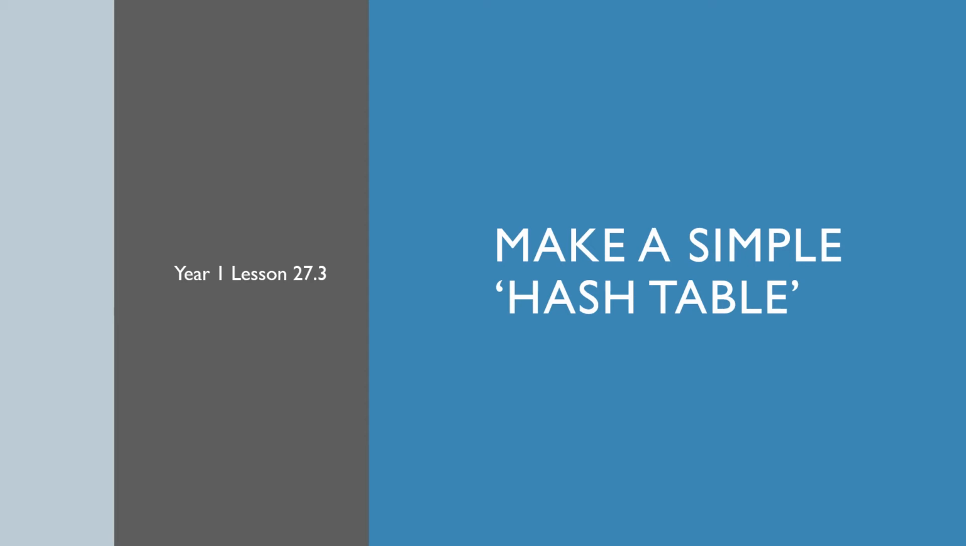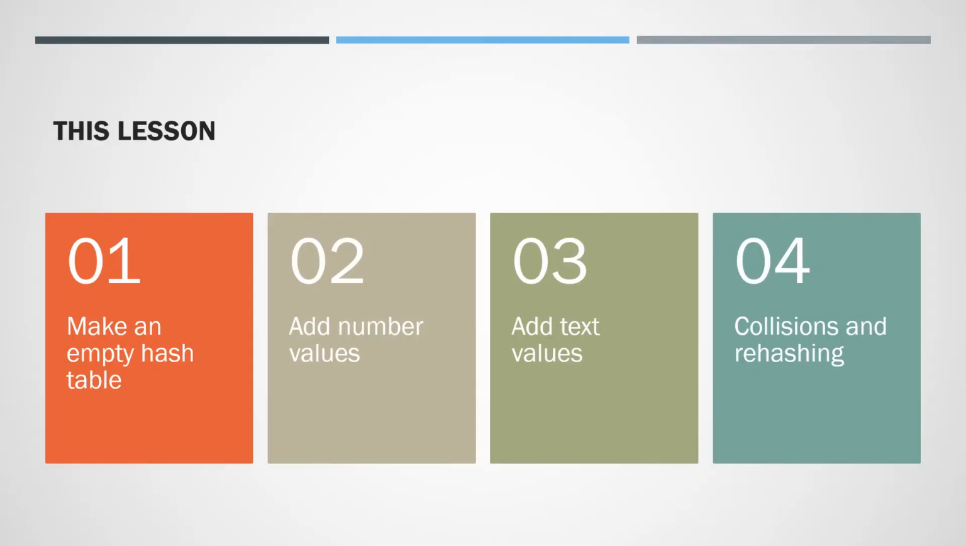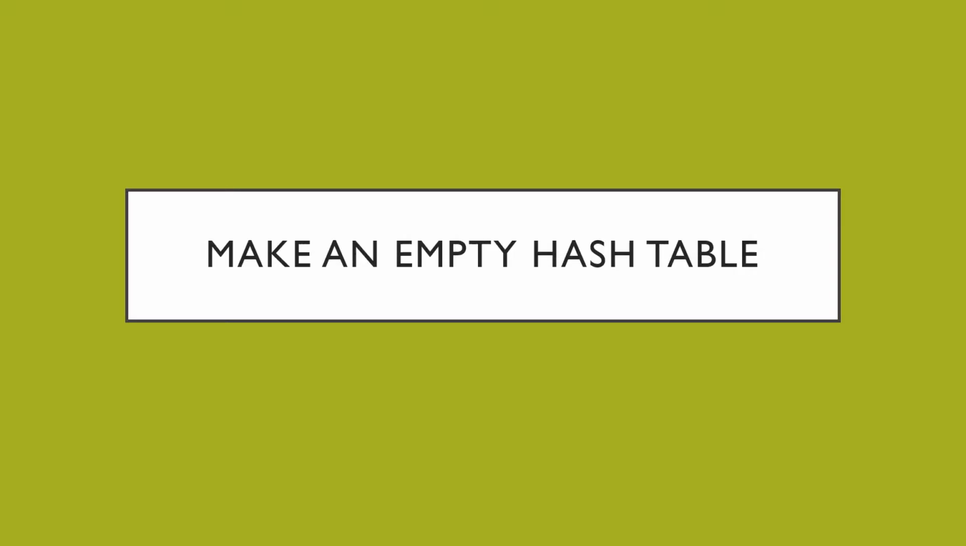Welcome back. We've been learning about hash tables, and in this lesson you're going to create a simple hash table in Python. First we're going to make an empty hash table, then add number values, then amend the program so that we can add text values, and we'll look at the issue of collisions and rehashing. First of all, we're going to make an empty hash table.